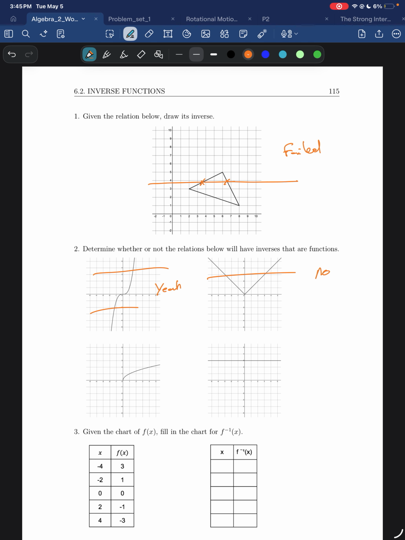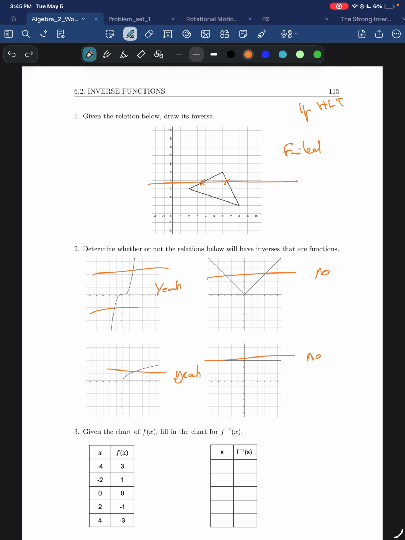No. All right, it's not one-to-one. And remember what I said: if the horizontal line test is good, it will have an inverse function.